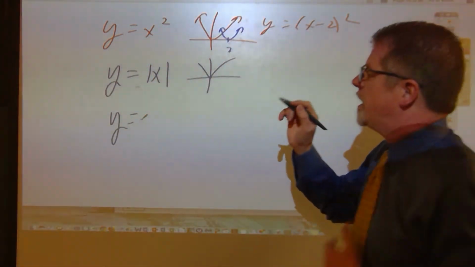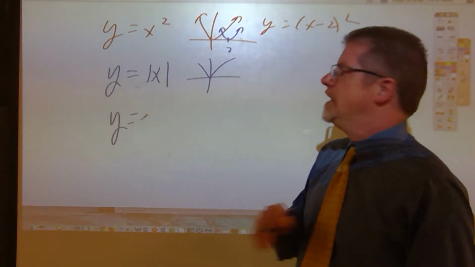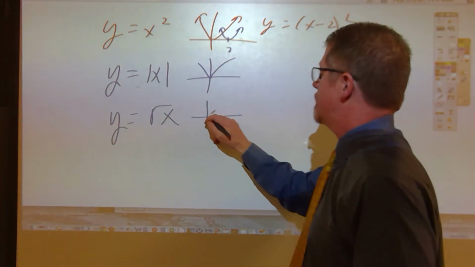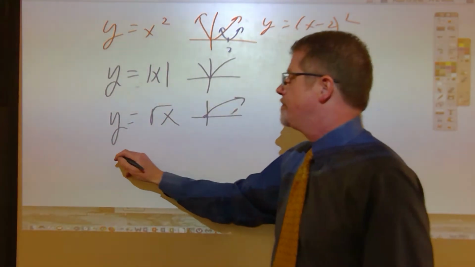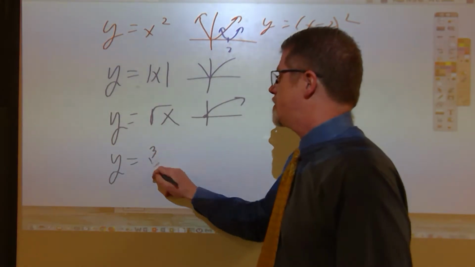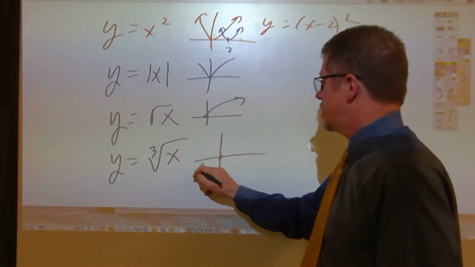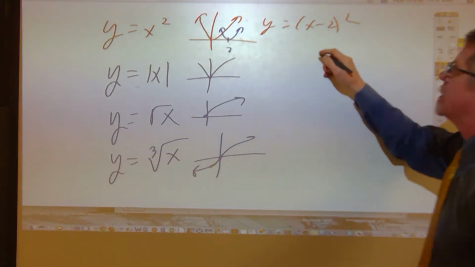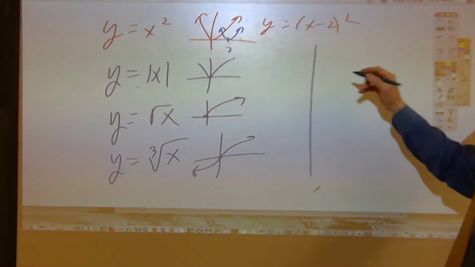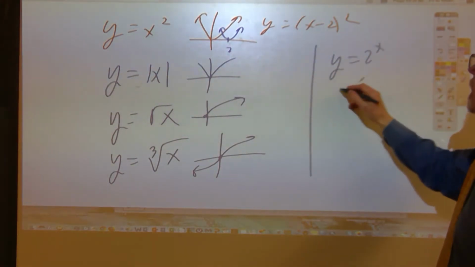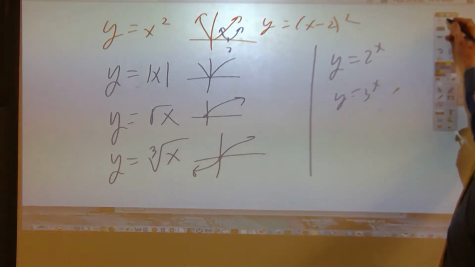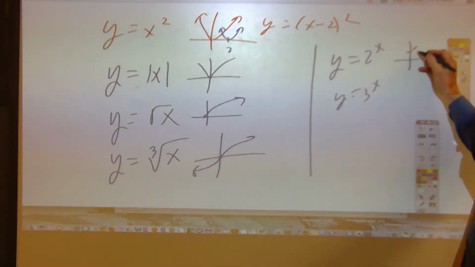The third parent we've looked at in this course is square root of x, which looks like this. That can be shifted up, down, left, and right. The fourth parent is the cube root of x, which looks like this. And now we have a whole class of parents: y equals 2 to the x, y equals 3 to the x. Those are parent graphs that can be shifted up, down, left, and right.